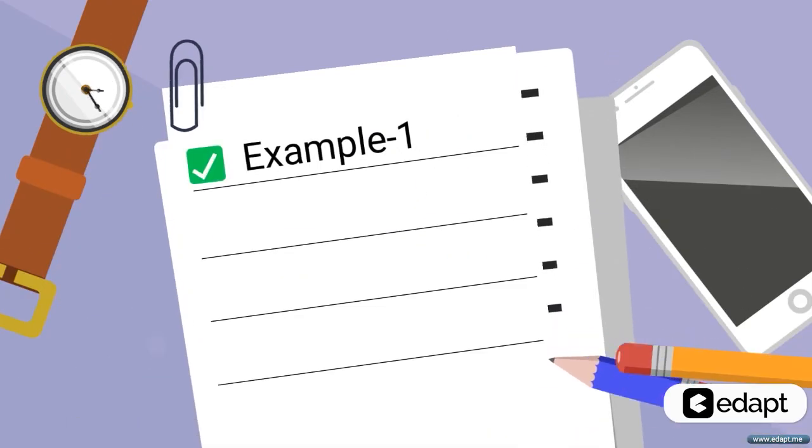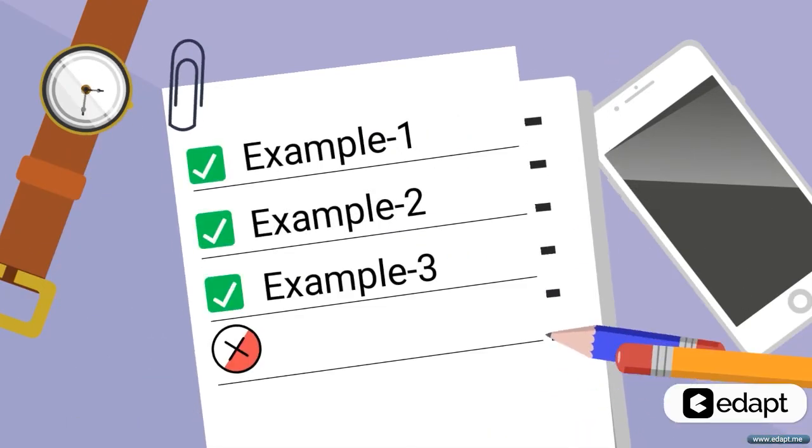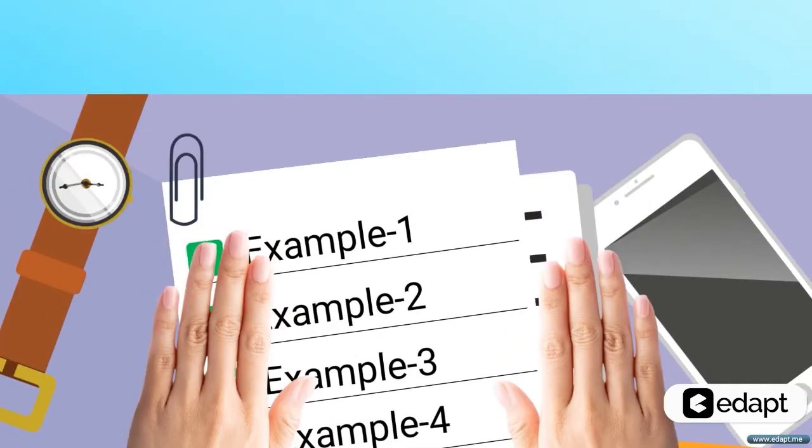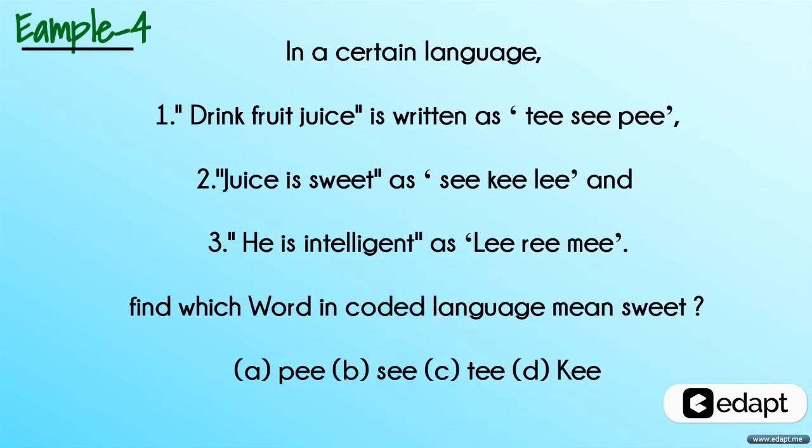Let's look at one more example before we move on to the next topic. The question is, in a certain language, drink fruit juice is written as T C P. Juice is sweet as C Ki Li, and he is intelligent as Li Ri Mi. Find which word in coded language means sweet.